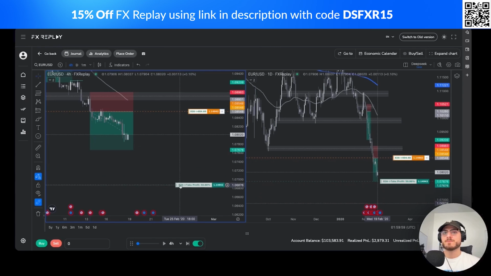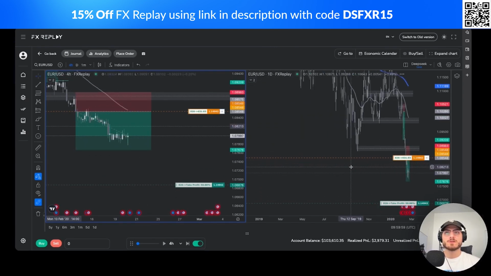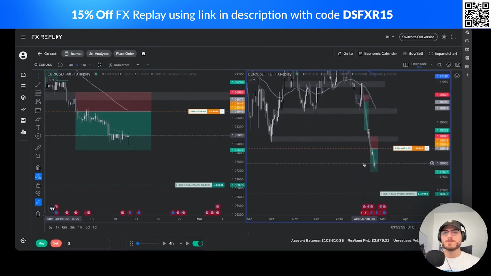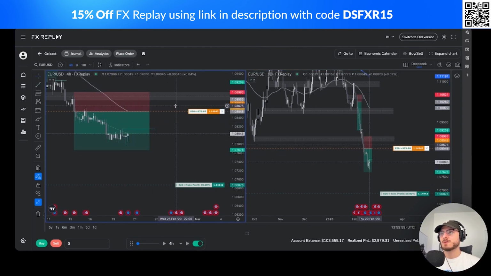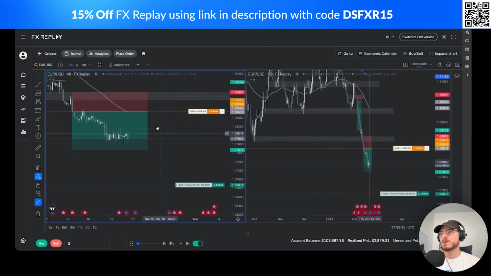I'll move this down. I don't like how it's kind of consolidating here. There's literally nothing on the daily. So let's just see. It'll probably rip up, but we have this swing high that I can trail my stop down into. Or I might just close it manually if we get it closed back above there.